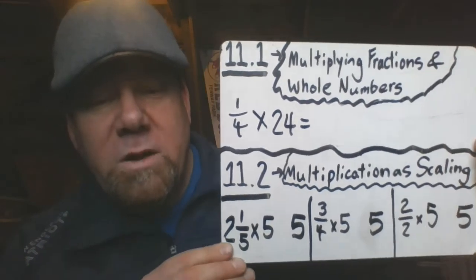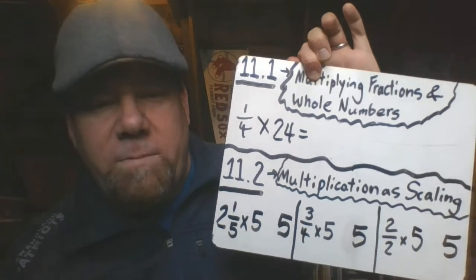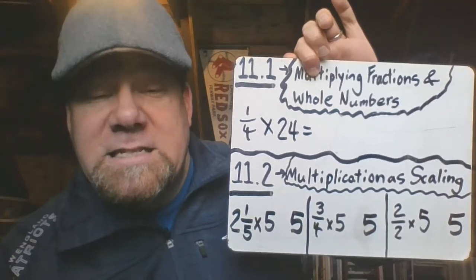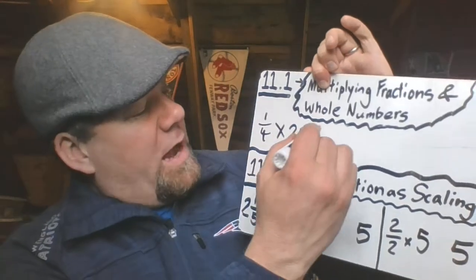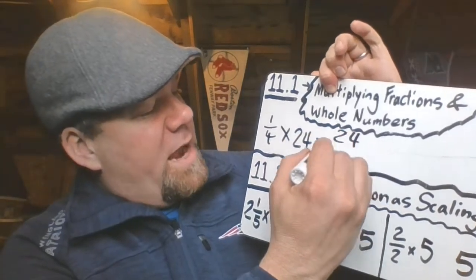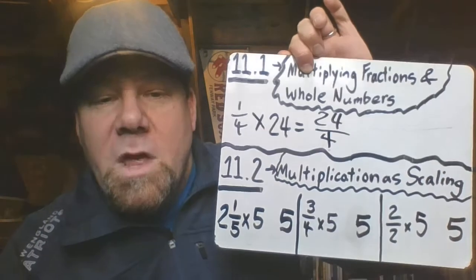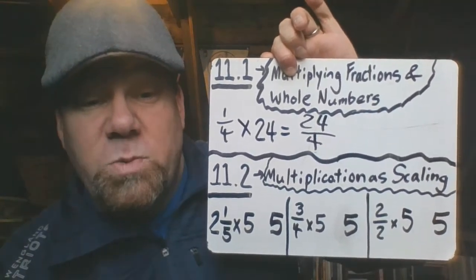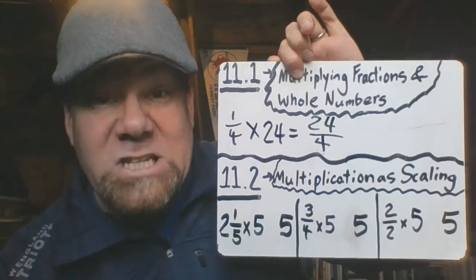So here we go. We have 1/4 times 24. We're going to multiply 24 times the numerator. In this case, it's 1. So we will have 24. And then the denominator stays the same. Remember, 4/4 would be one whole. In this instance, we have 24/4. That's a lot of wholes.